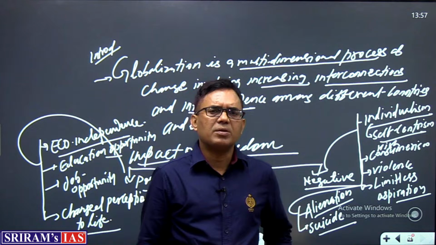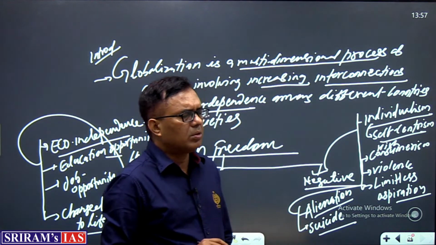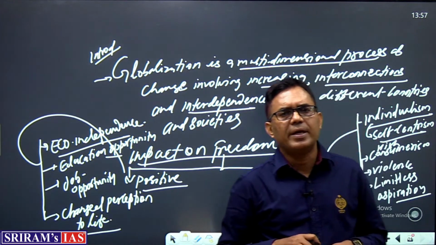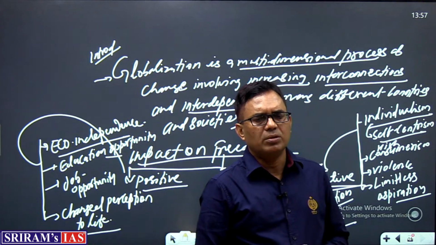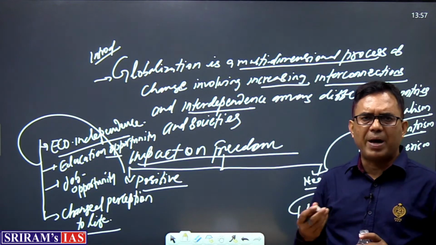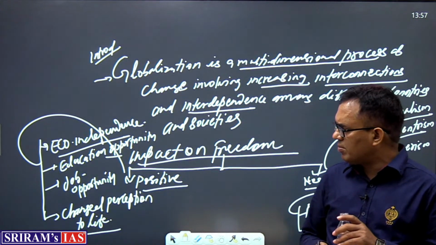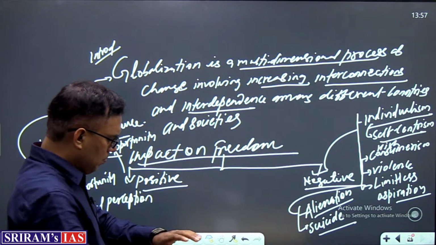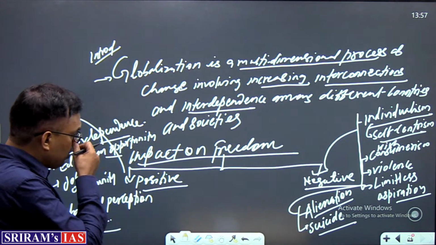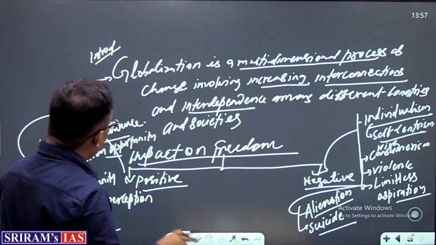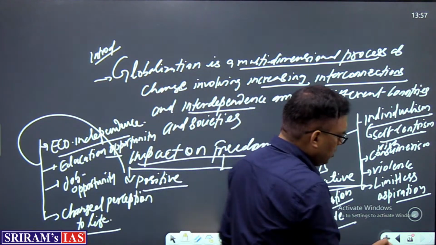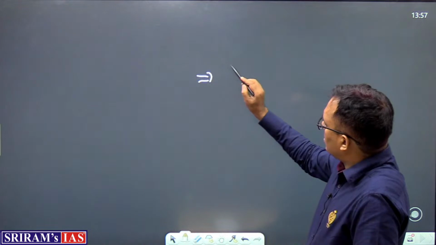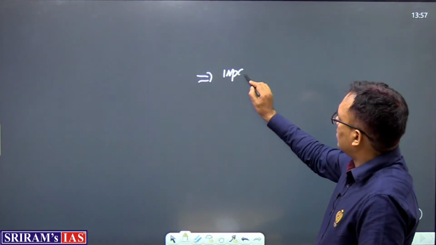So freedom is a positive thing, but when people become more and more self-centric in their choices, desires and emotions, this can have a disastrous impact. So globalization is impacting the idea of freedom in both positive as well as negative ways. Next, the second part, the next answer is the impact on family, right?